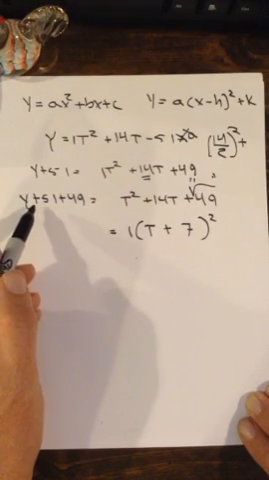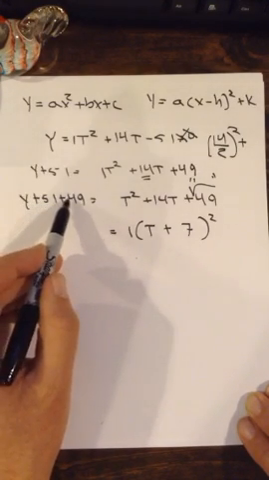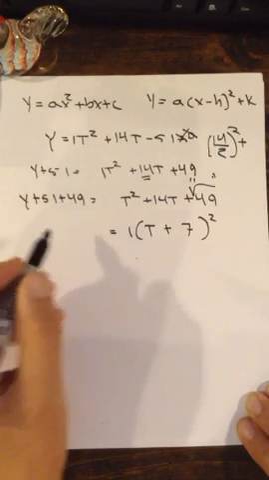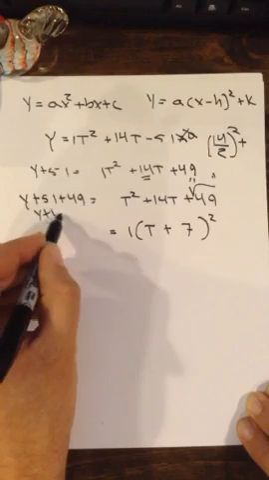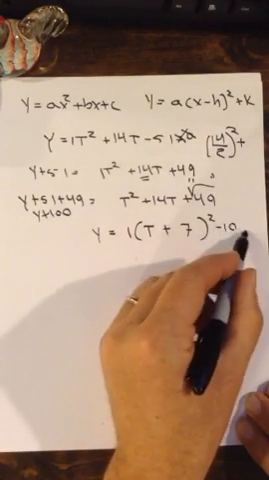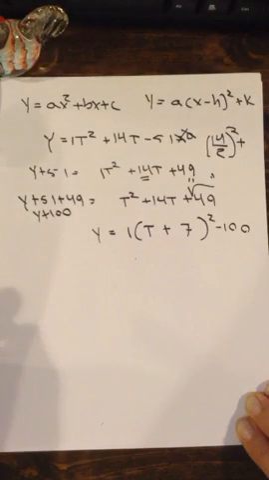Now this one just worked out really nice, didn't it? 51 plus 49, isn't that 100? Yeah, I think it is. So if I have y plus 100, I'm going to subtract 100 over. And I'm done. I have that in vertex form. It really is not that bad. It just takes practice to get used to it.